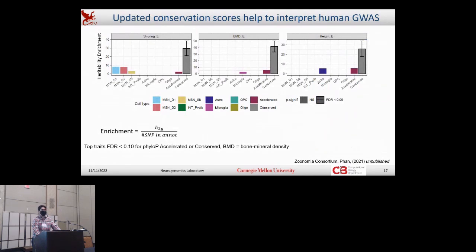But of course, it also depends on the cell type we use. So when we looked at these neuron subtypes of the striatum of the brain, they didn't really show a heritability enrichment for traits like snoring or bone mineral density or height that don't really have a strong neural basis. But the phyloP score and the conserved SNPs was able to help us interpret and to fine map, again, based on the heritability enrichment.